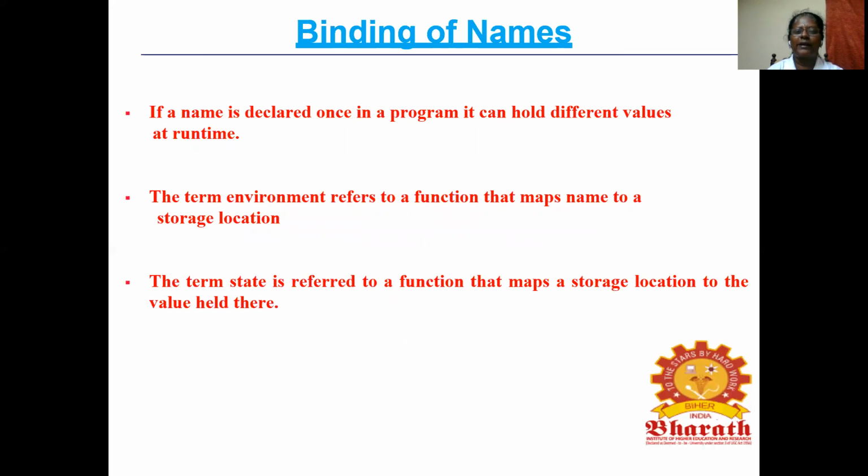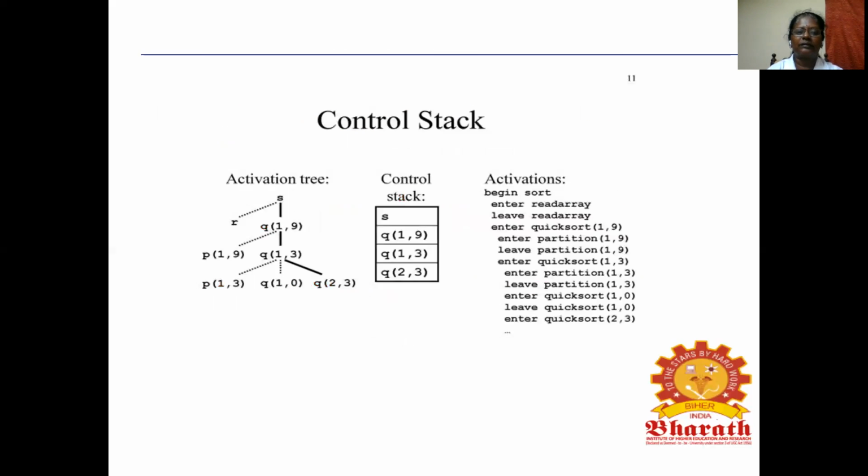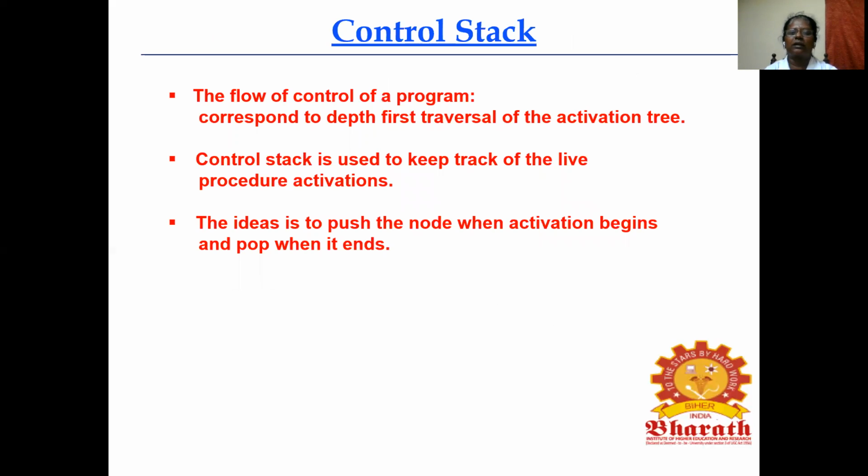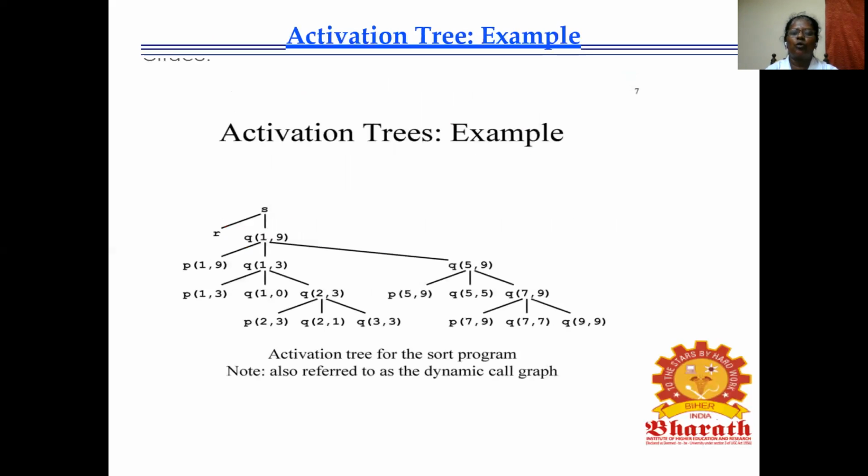Next, binding of names. Declaring a name means it will hold different values at runtime. Then the control stack: it will control all the values and keep track of the activation tree. Next is addition of elements of an array recursively. Next, the control stack keeps control of the flow of the program.